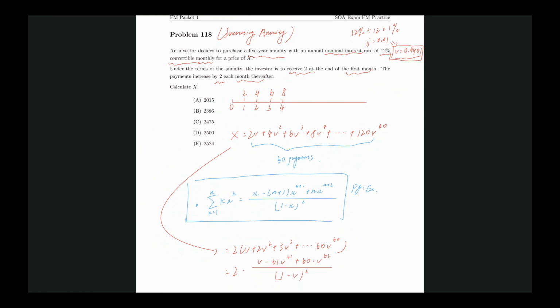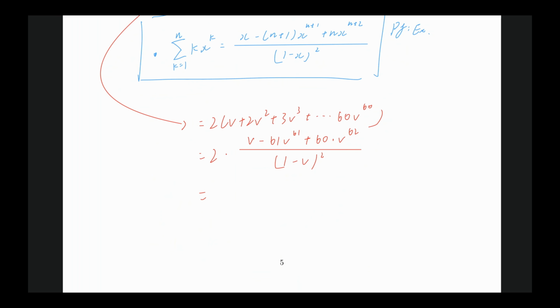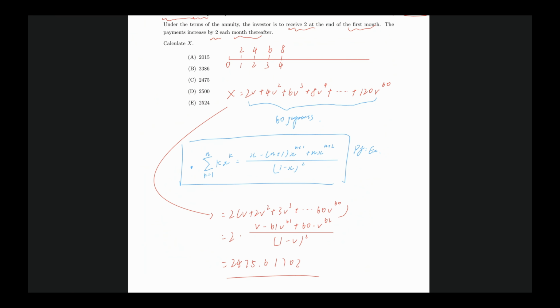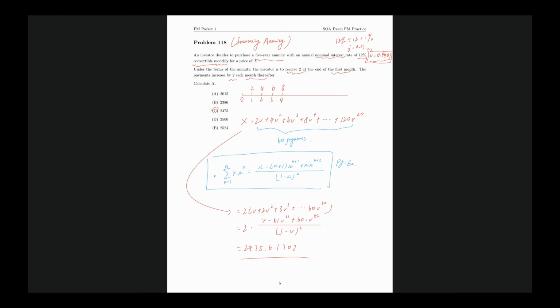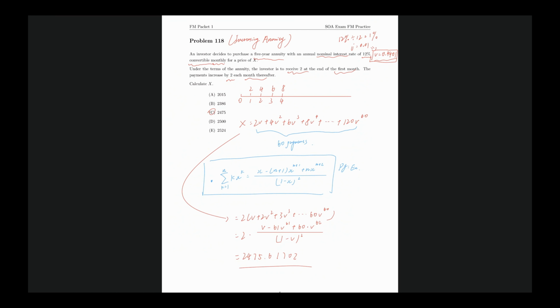Thanks to the calculator, we can just use a calculator. 2475.61702. And the answer should be C. So basically, this formula is the finite version, which we can use to tackle almost all the increasing annuity problems. So again, feel free to memorize it for the exam.